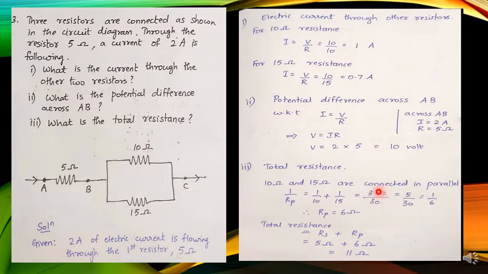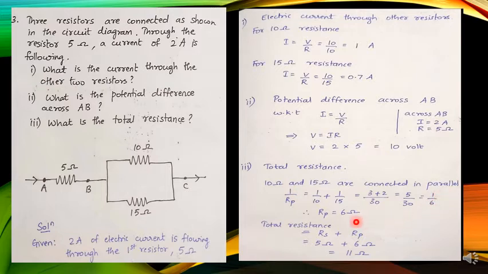Later, if you simplify, the numerator is going to be 3 plus 2. So it is 5 by 30. Both are multiples of 5. So if you simplify, it is going to be 1 by 6. So the value of 1 by Rp is 1 by 6.